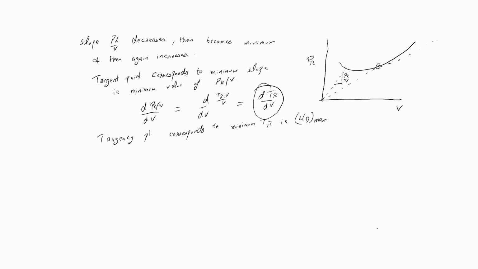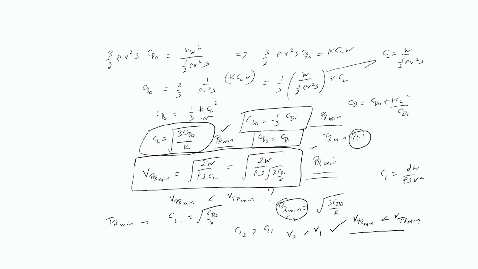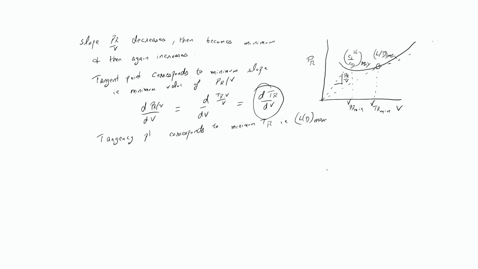Okay, now this point corresponds to the velocity at which thrust required is minimum, that is L by D maximum, and this point corresponds to the velocity at which power required is minimum, that is CL to the power 3/2 by CD maximum. Alright, now let us find the power required minimum point by writing this equation in MATLAB, and let us verify those results.